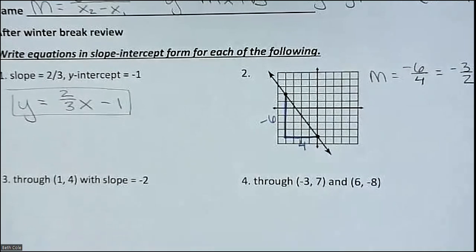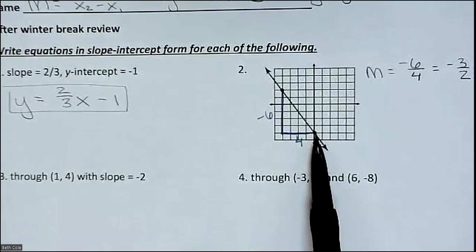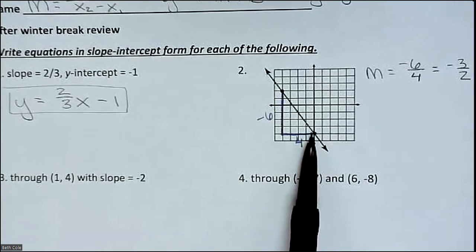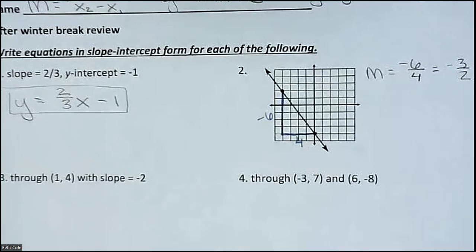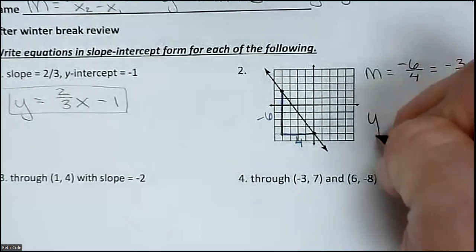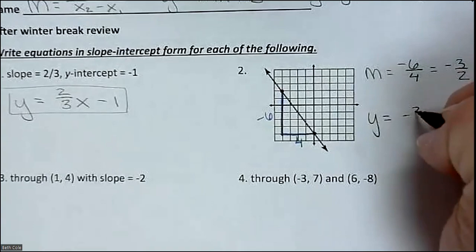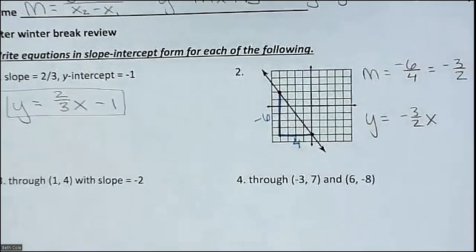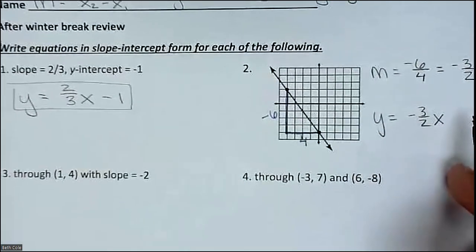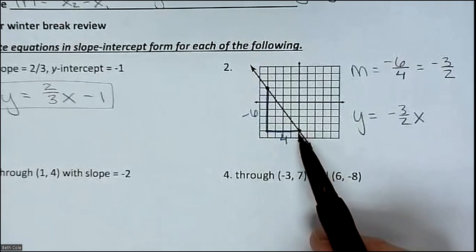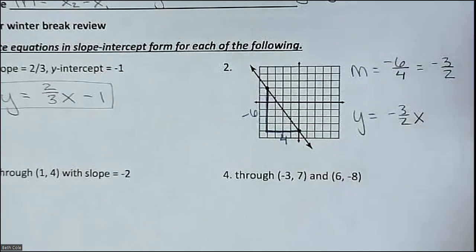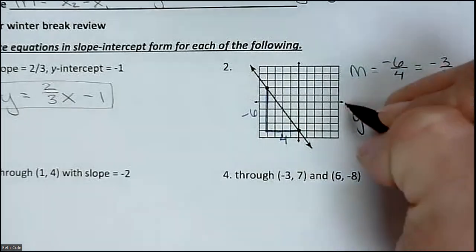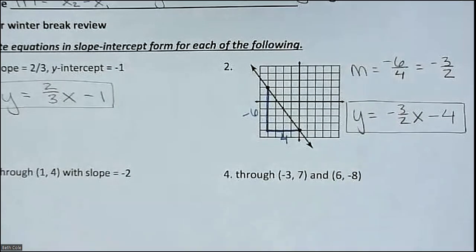Our y-intercept, and you'll kind of just need to watch me point to this. It's right here. I don't have a better explanation. It's right there. Do you see it? All right, so you're going to take all of the ingredients and put it together. Y equals negative 3/2x. That was our slope. And then what for our y-intercept? Negative 4. Good. You're just taking all the information, putting it in the right spot.